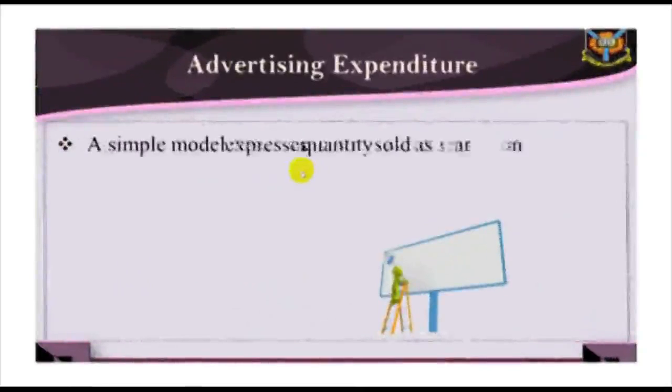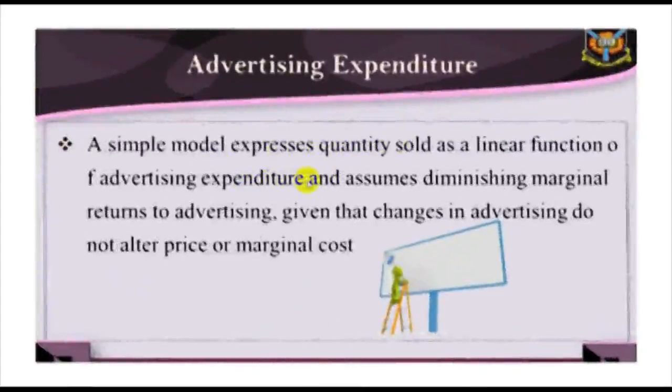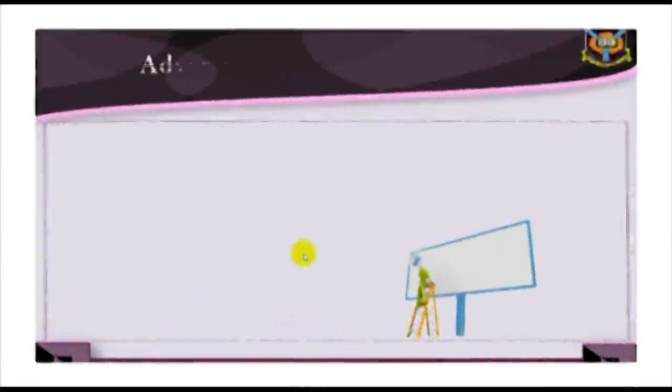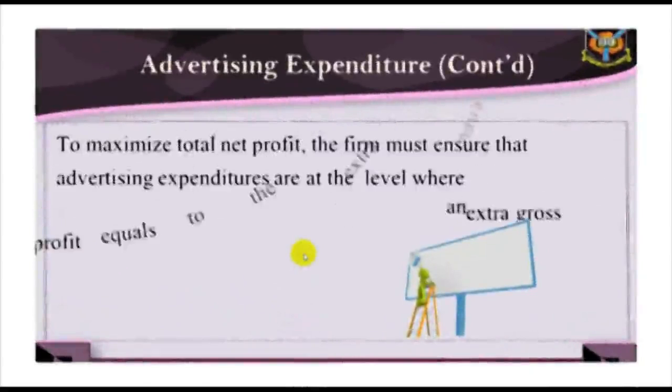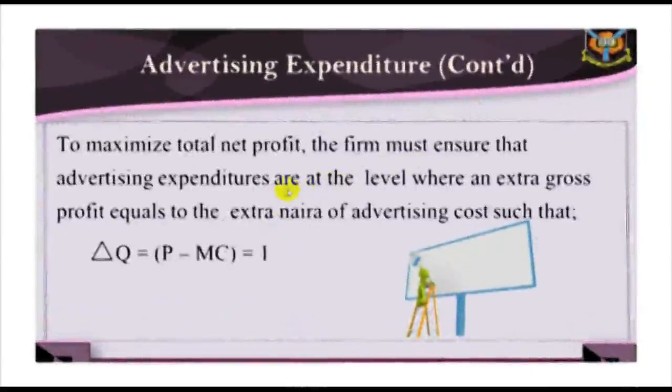A very simple model expresses quantity sold as a linear function of the advertising expenditure and assumes diminishing marginal returns to advertising. An additional assumption is that changes in advertising do not alter price or marginal cost. If price is denoted by P and marginal cost by MC, then the gross marginal profit is P minus MC. By deducting additional advertising outlay from this, we obtain net marginal profit.